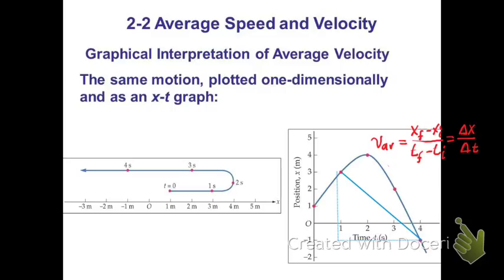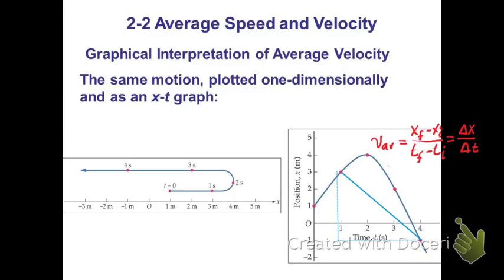Alright, but this time, since the final position is behind the initial position, this vertical line, which is parallel to the x-axis, will be negative. And as you can see, the slope of this line is negative because it leans toward the left, and the slope will give you a negative value of average velocity because the object is mostly going backwards in x.